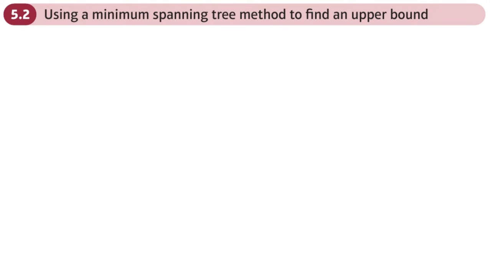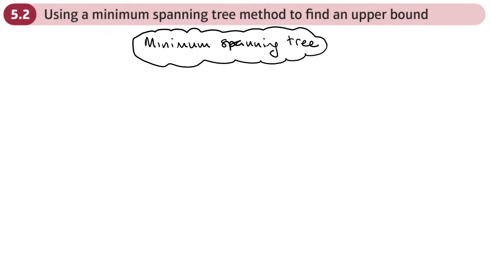This is the second section of chapter 5, the travelling salesman problem, and this section is about using a minimum spanning tree method to find an upper bound. Now you'll remember from the previous section we said there's no efficient method for solving the travelling salesman problem, so it's all about finding out whether our solution is any good, how good our solution is, and we do that by finding an upper bound and a lower bound for the minimum weight.